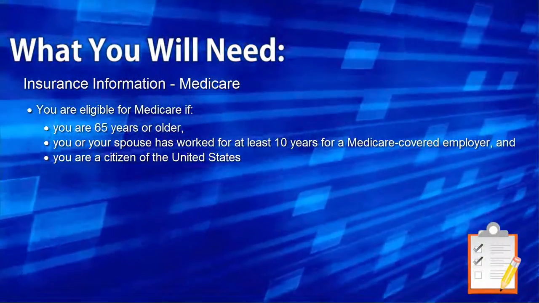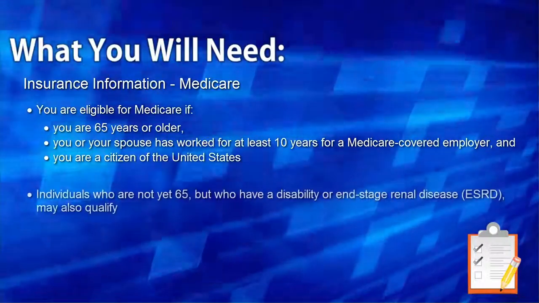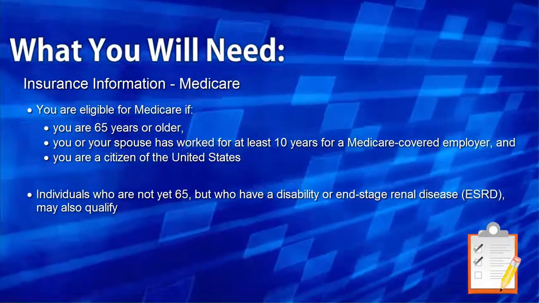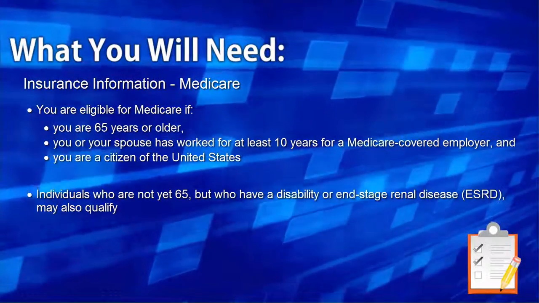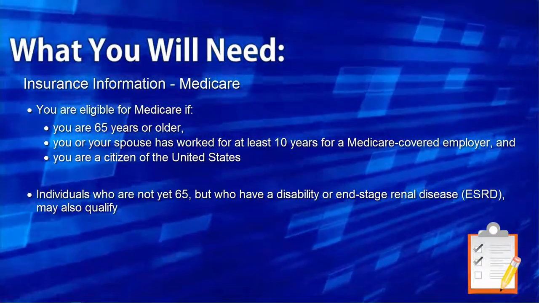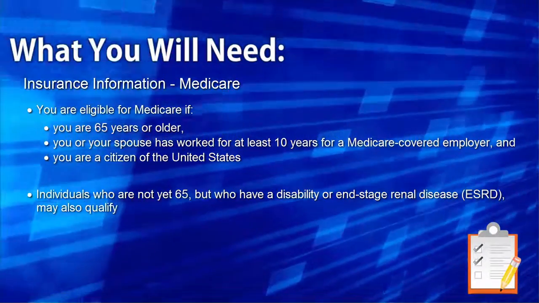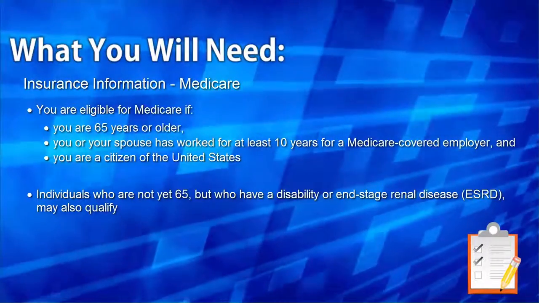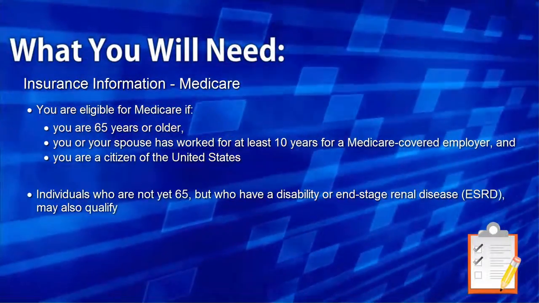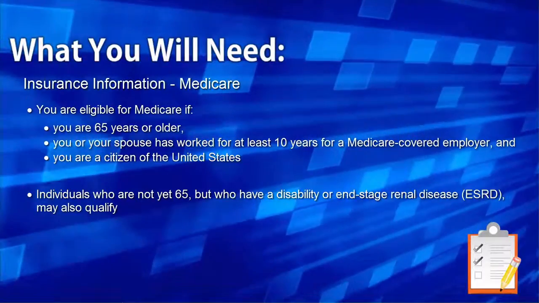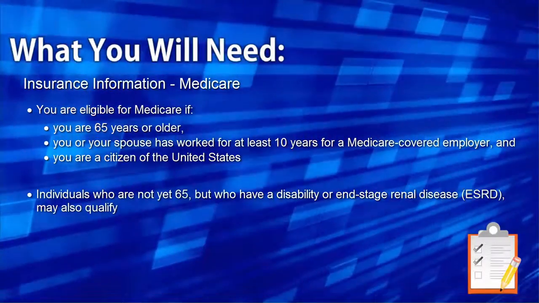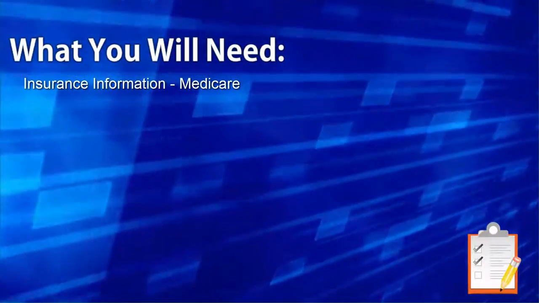If you are not yet 65, you might also qualify for coverage if you have a disability or end-stage renal disease. End-stage renal disease is a permanent kidney failure requiring dialysis or a kidney transplant. To be eligible for copay assistance, you must be enrolled in a Medicare Part D or a Medicare Advantage plan.